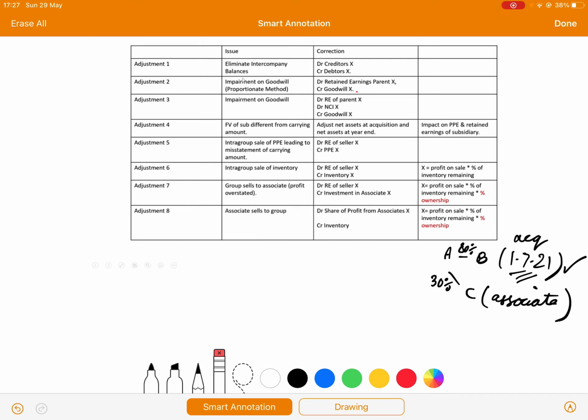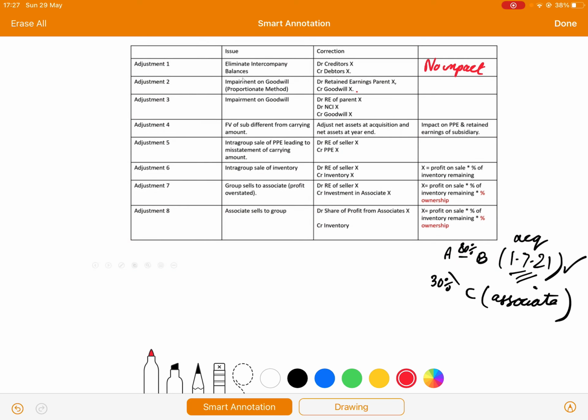Okay, so the first adjustment is where you have intercompany balances. So within the group, one company owes money to another company in the group. Now it's misleading to include that money, so we need to get rid of it. And the correction, as you can see here, is to debit creditors and credit debtors. So in other words, this has no impact on our statement of profit and loss. So you can remove that.